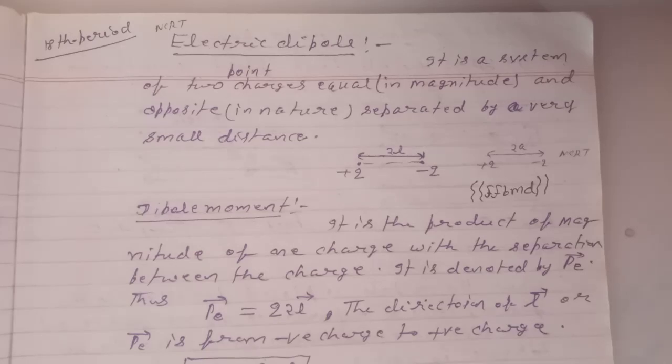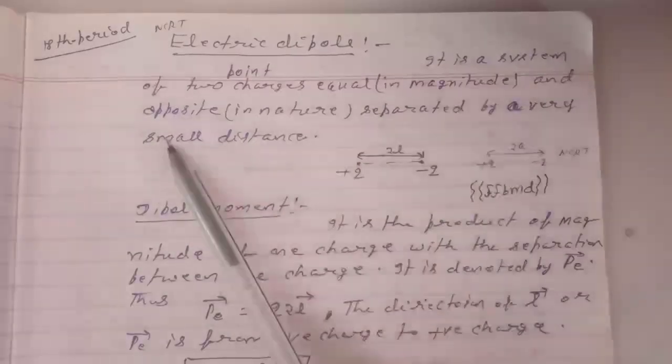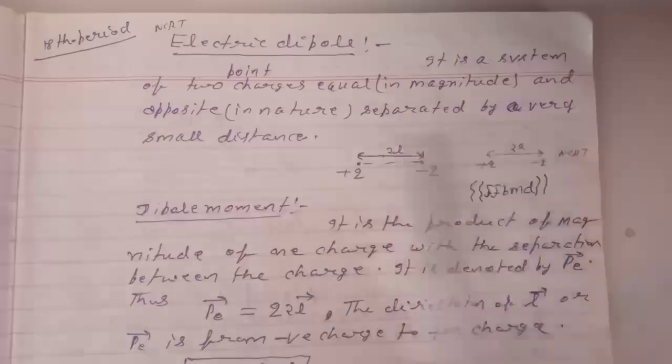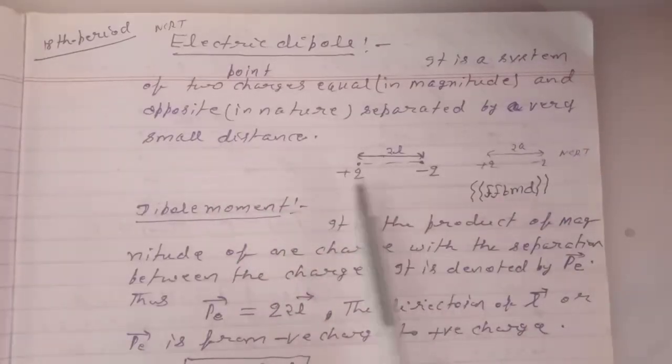Let's discuss electric dipole. Our new topic is electric dipole. An electric dipole is a system of two point charges, equal in magnitude and opposite in nature, separated by a very small distance. Here an electric dipole is shown.